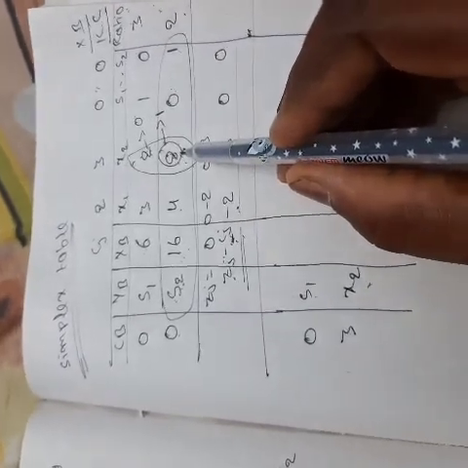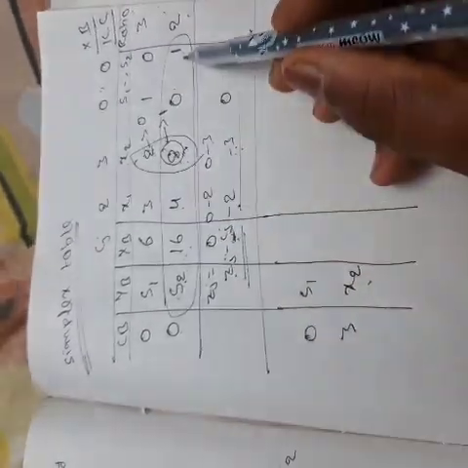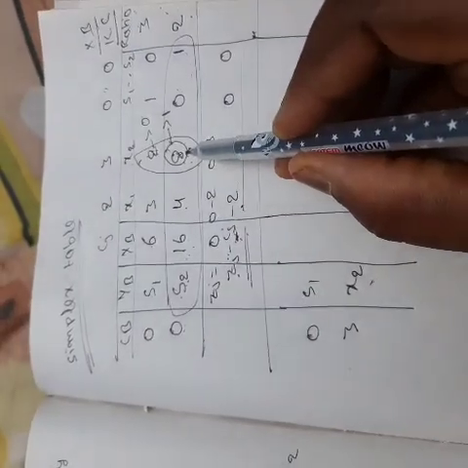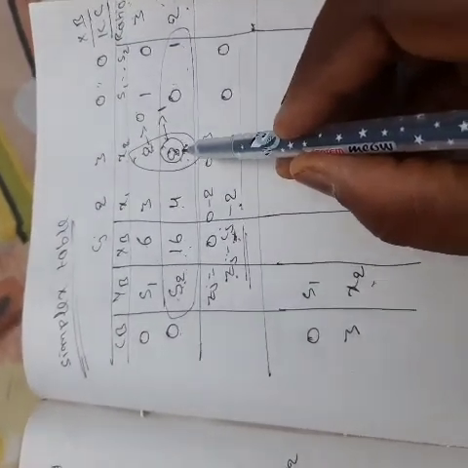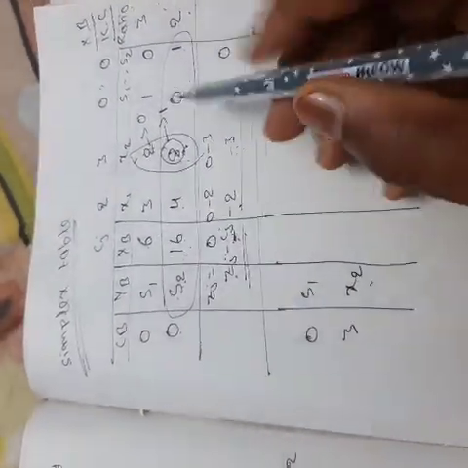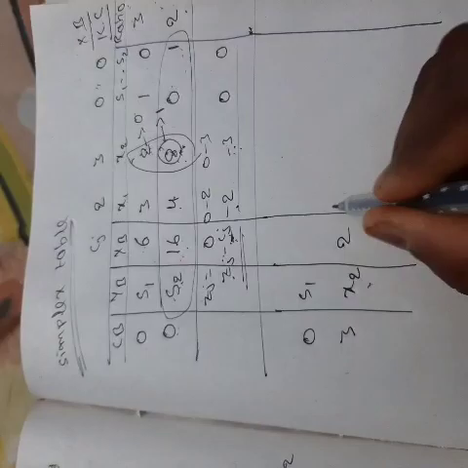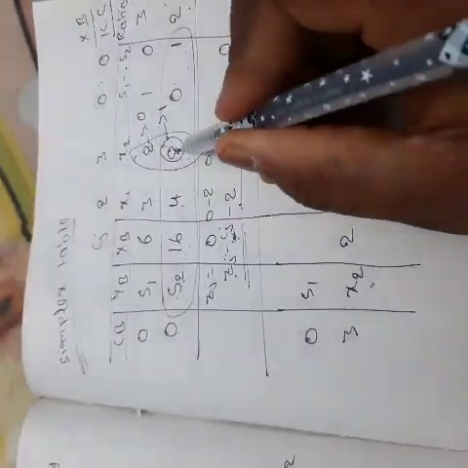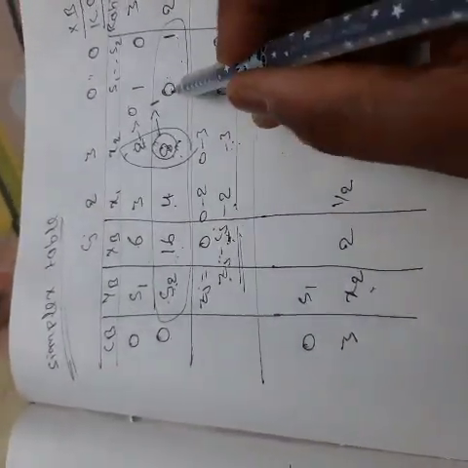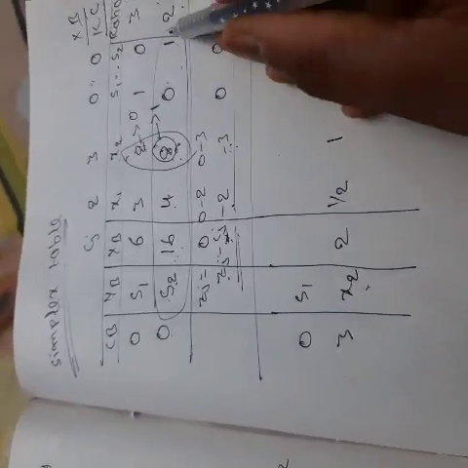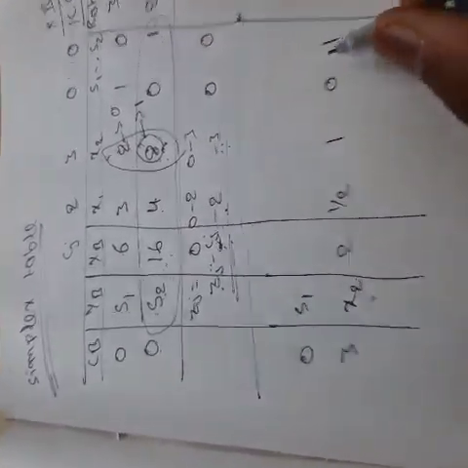Since there is 8, divide this entire row by the same number. By dividing by the same number, we get 16 by 8, that means 2. 4 by 8, that means 1 by 2. 8 by 8, that means 1. 0 by 8, that means 0. 1 by 8, that means 1.